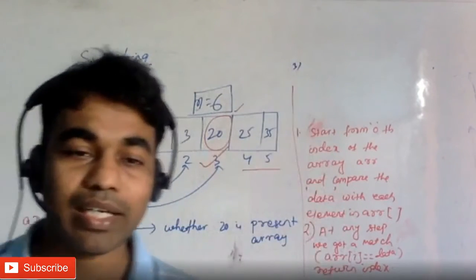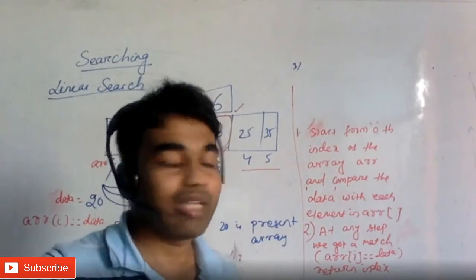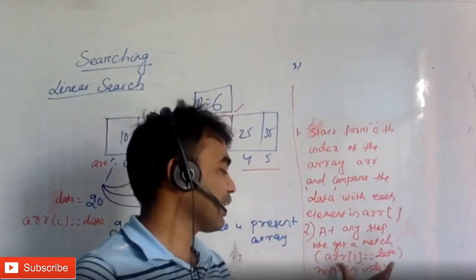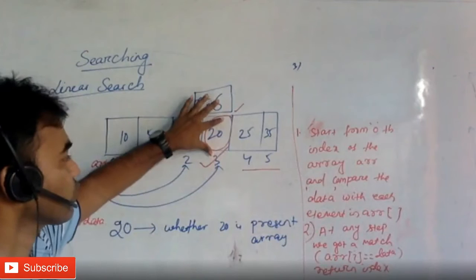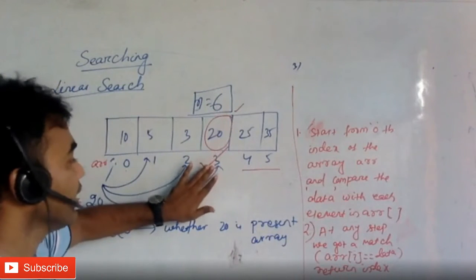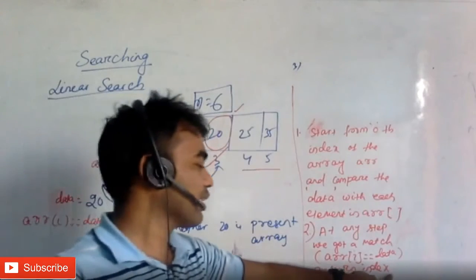If we do not get a match, right? If the data does not match with any element, then what will happen? So we are checking, right? So at any point, if you find a match, return that index. Like here, you will not return 20. Try to understand. You will return the index. That means the third index contains that element 20. So that's why you will return that index.